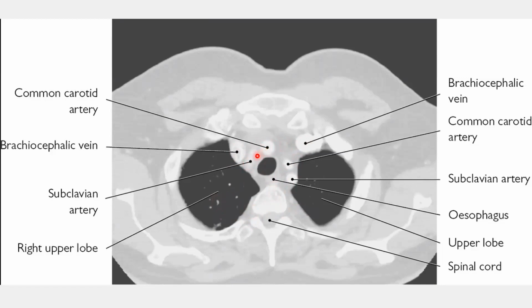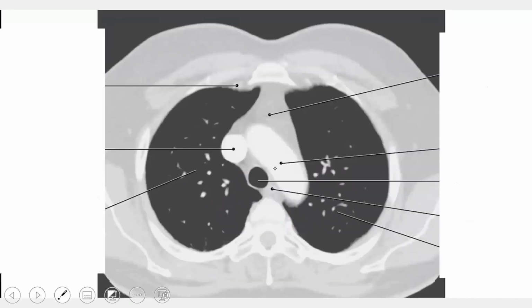So the brachiocephalic trunk has already divided into the right subclavian and the right common carotid here. Okay. What about this? What's this? This is actually the aortic arch. Right? This is the aortic arch. This I'm sure you can identify. What is this?